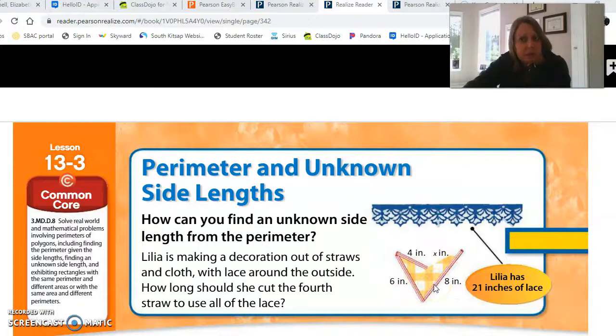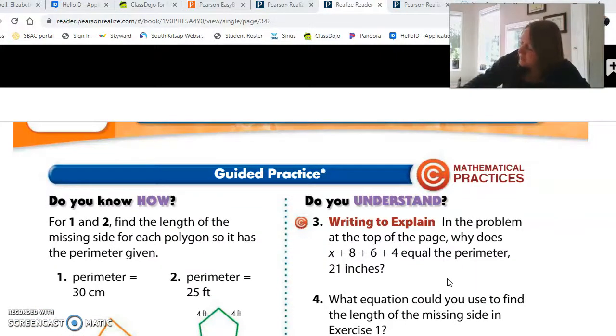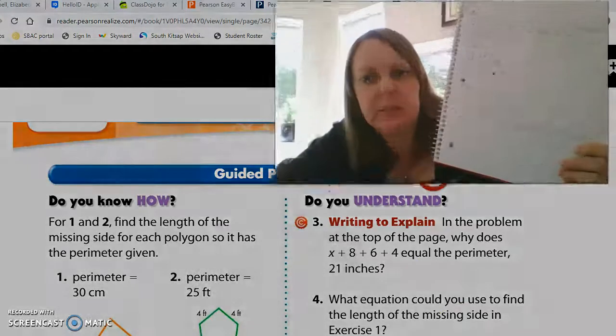Because to find the perimeter, you have to add up all the sides. Because to find, and I'm just going to do a cursive lowercase p, to find the perimeter, you have to add up all the sides. And then I'm going to say and, which we don't really start our sentences like that, but that's okay sometimes in math, and x equals 3. Because then I can remember that it's 3 plus 8 plus 6 plus 4.